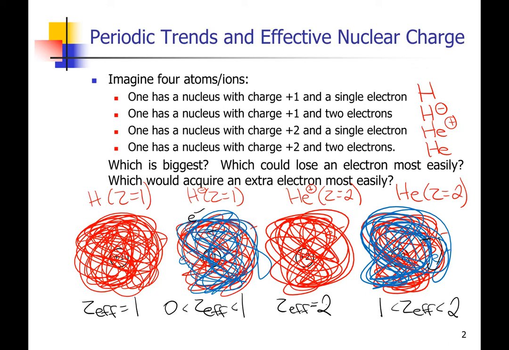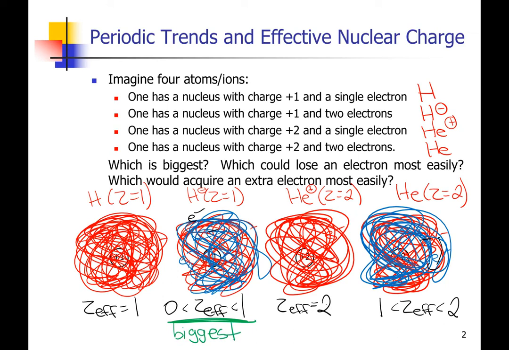And looking at these 4 options, the biggest one is going to be the hydride anion because it's the only one in which the valence electrons feel less than +1 charge coming from the nucleus, in which there is an effective nuclear charge less than 1. So this is going to be the biggest. It's going to have the largest radius of the set of 4.